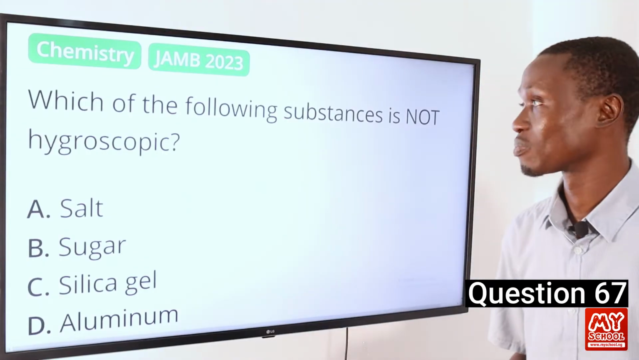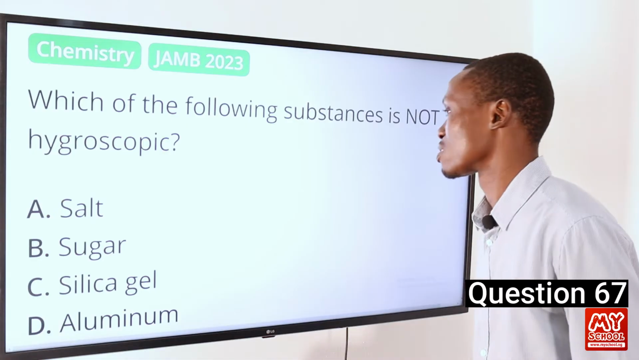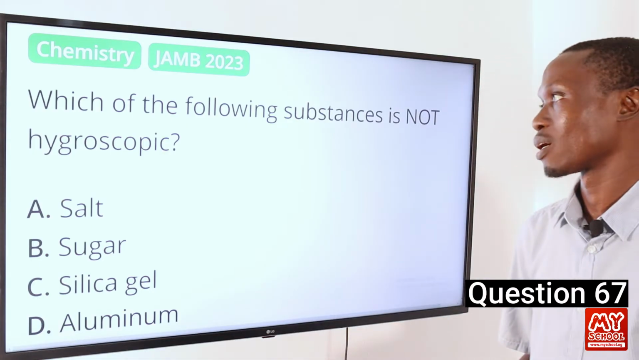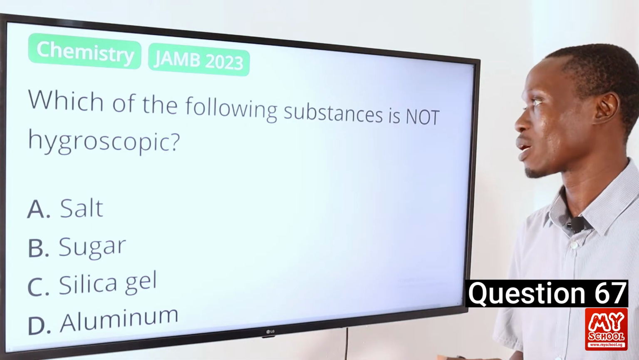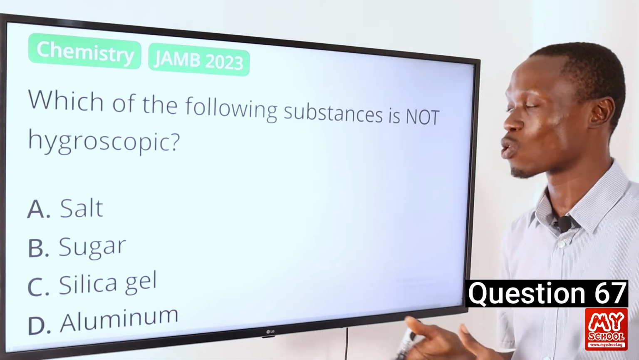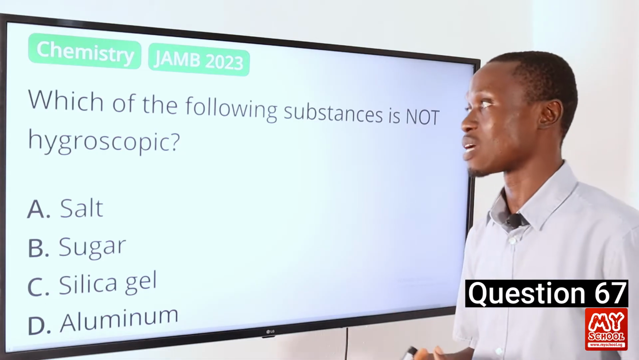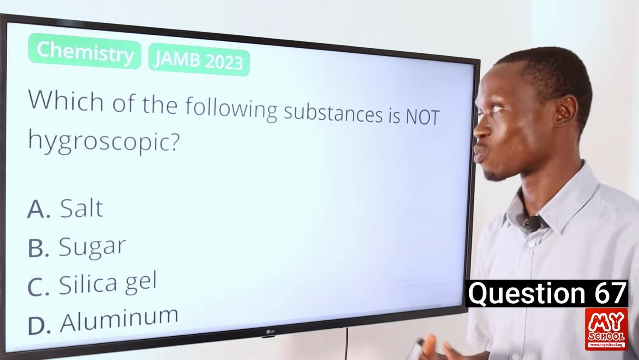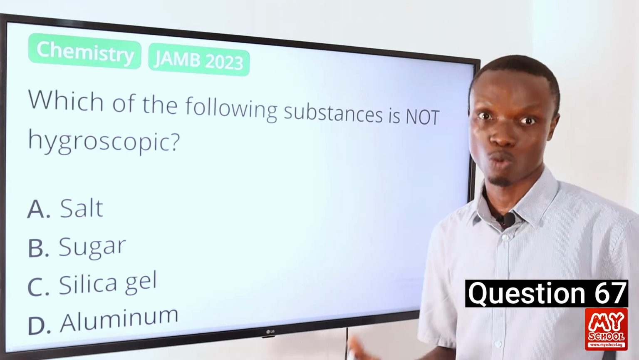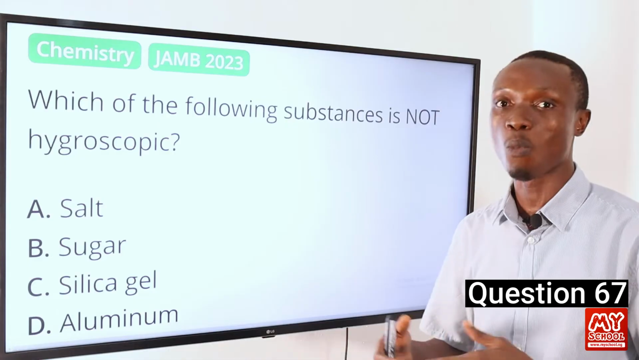Question 67. Which of the following substances is not hygroscopic? So what do we mean by hygroscopic? Hygroscopic substances are substances that absorb water from the atmosphere without changing into solution. So they only become moist.